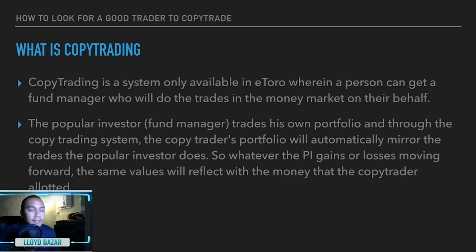So the popular investor, also the fund manager, the person who will be doing the trades for you, trades his own portfolio, and through the copy trading system, the copy trader's portfolio will automatically mirror the trades of the popular investor or PI. So you know that's the person who does the trade for you, or you copy, right? So whatever the PI gains or loses moving forward from the moment you copy him, the same value will reflect with the money that the copy trader allotted, right? Same values, gains or losses. If he gains 20%, you gain 20% also with the funds that you have used to copy that person. So I hope that's understandable, what copy trading is.